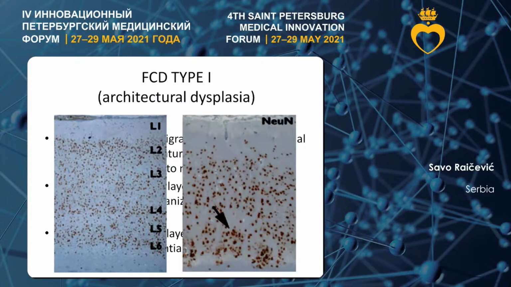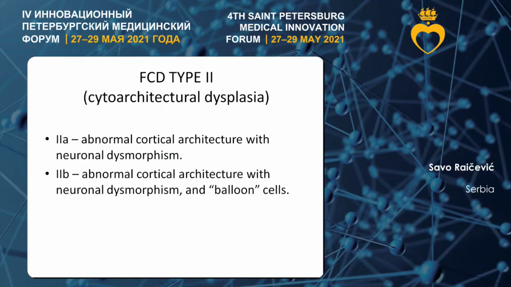Focal cortical dysplasia type 1B can look like this: total cortical disorganization with clusters of neurons. We even see neurons in the molecular layer, and there is a blurred cortex to white matter boundary. Focal cortical dysplasia type 2 is a cytoarchitectural dysplasia. So type 1 was just architectural abnormalities, but here in type 2 we see cytological abnormalities in the form of neuronal dysmorphism in type 2A and neuronal dysmorphism and balloon cells in type 2B.